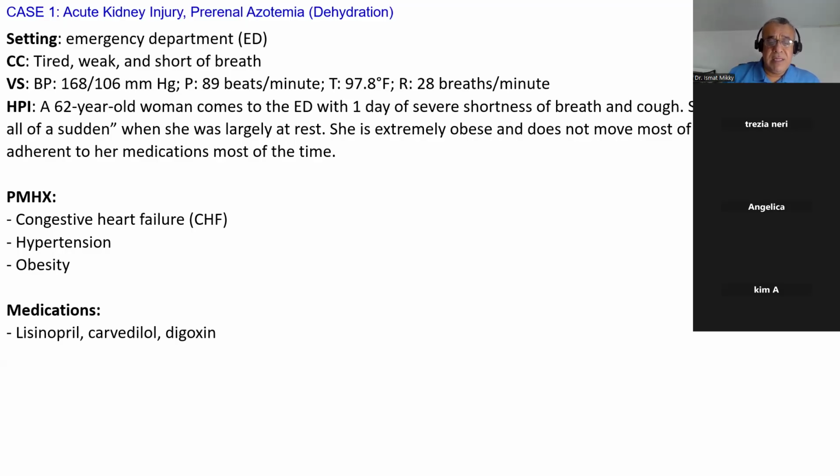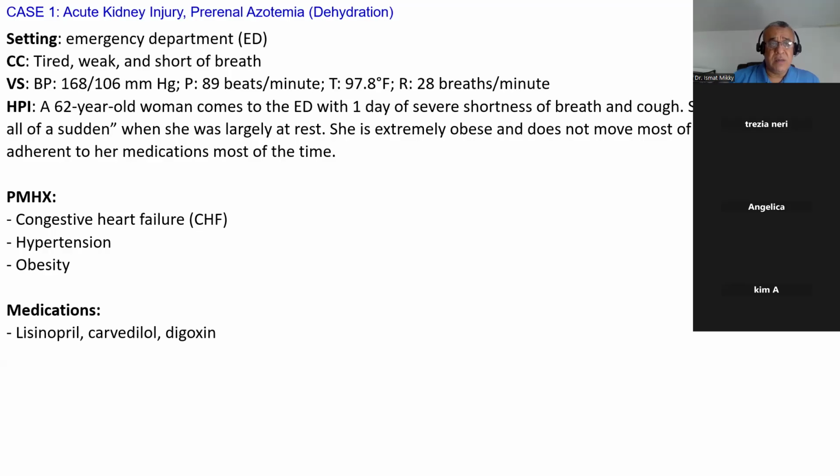In this case study, you can read the vital signs with hypertension, and we've constantly been saying that renal disease results in or causes increased blood pressure and vice versa. Same thing: high blood pressure may destroy the kidneys and result in chronic kidney disease or ESRD.